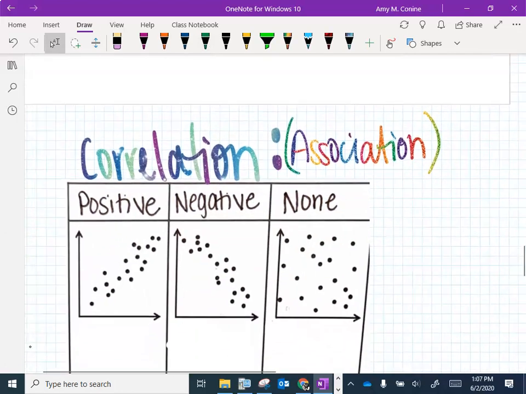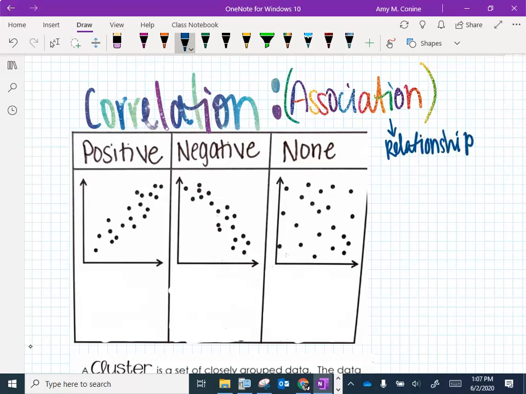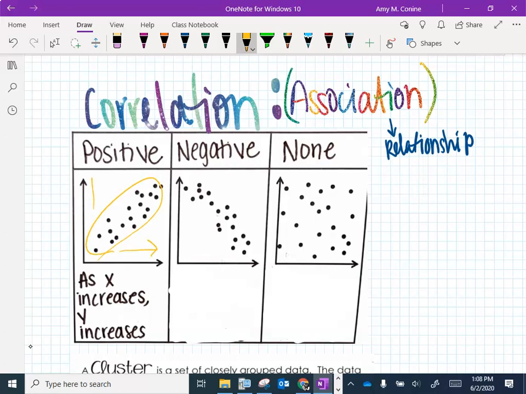So the first thing I want to talk about is correlation. Correlation is also called association, and all this means is the relationship of the data. You can show a positive relationship, you can show a negative relationship, and you could say no relationship. If a relationship is positive, as X increases, Y increases. So you have that positive slope going on right here. As X is increasing to the right, Y is also increasing up. So you've got this uphill slope, kind of like a positive slope.